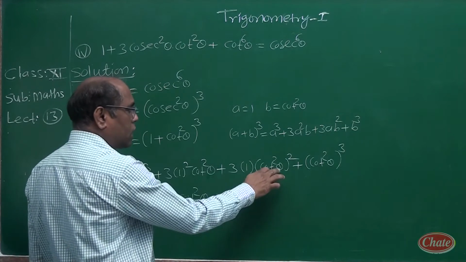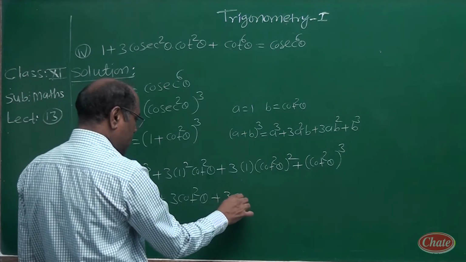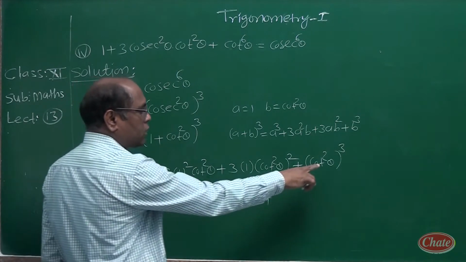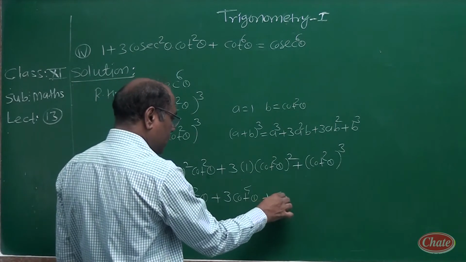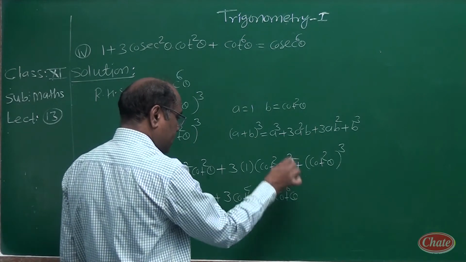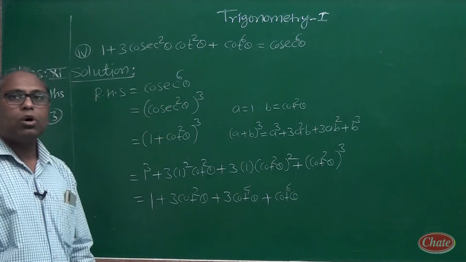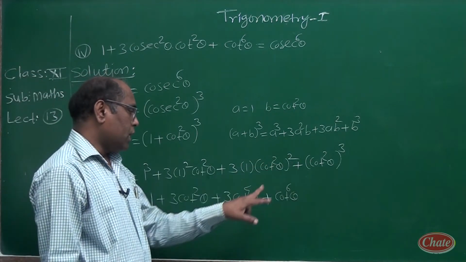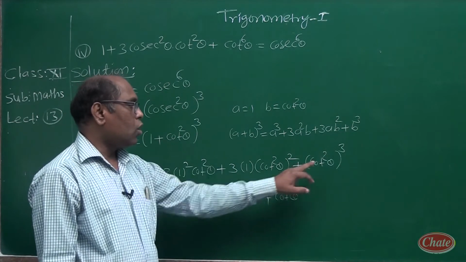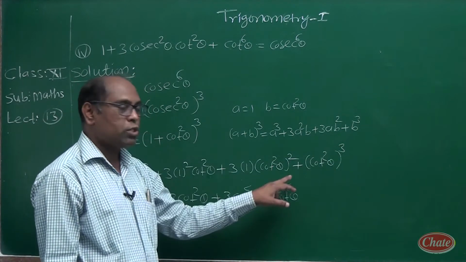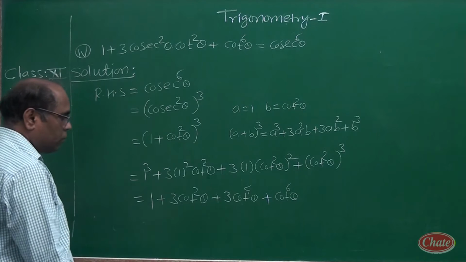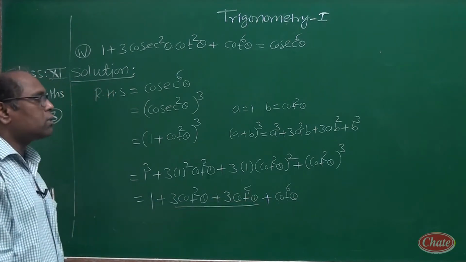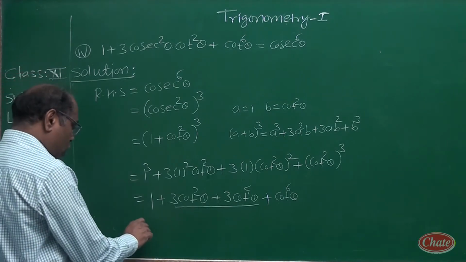Now here we get cot square theta whole square, which means cot raised to 4 theta, plus cot square theta whole cube, that is nothing but cot raised to 6 theta. Now from the middle two terms we are taking 3 cot square theta as common.